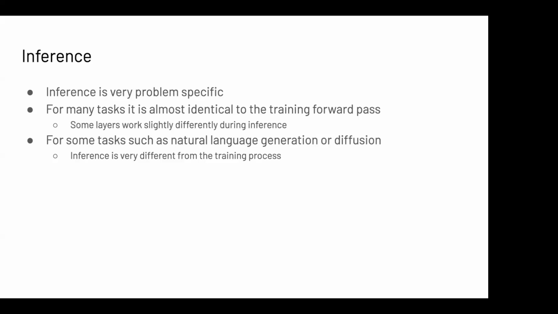However, you also have some tasks that are completely different from training. A couple of mainstream examples are natural language generation, like ChatGPT, where the way it was trained is very different from how you actually run inference and generate text. And also image generation, like diffusion: the way you generate new images is very different from how you train models. So sometimes you actually have to write two different functions, one for training and one for inference. But it really depends on the specific problem you're working with.